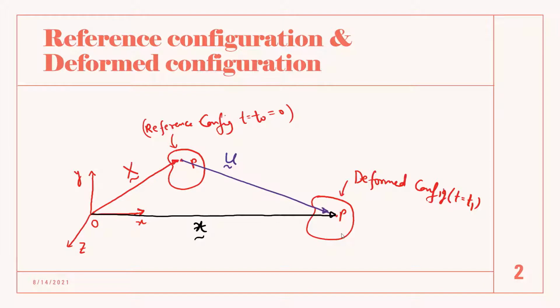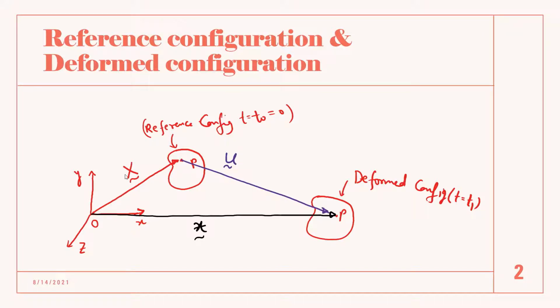Now to understand what the displacement is here: the movement of this particle within this body from this position to this position is the displacement of that particle. Okay, so this is the displacement of the particle, and how do we get it?